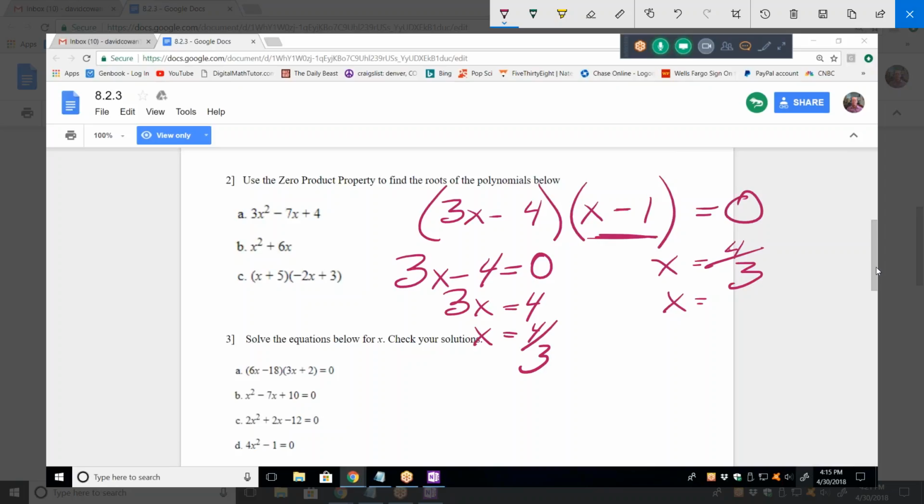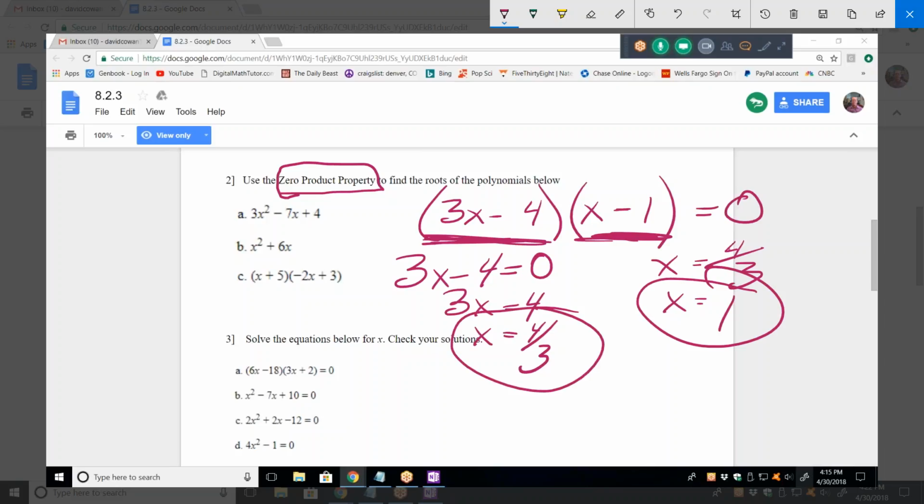Now, do the same thing with that. Set that equal to 0, solve it. This is the zero product property. It's very important that you know that that's what you're doing on all three of these problems. What that product says is that I've got two things multiplied together. They're equal to 0. Well, at least one of them has to be equal to 0. But I don't know which one, so I set both of them equal to 0. So x equals 1, x equals 4/3 are my two solutions. All I do is set that one equal to 0, solve it, set that one equal to 0, solve it. And there are your solutions.